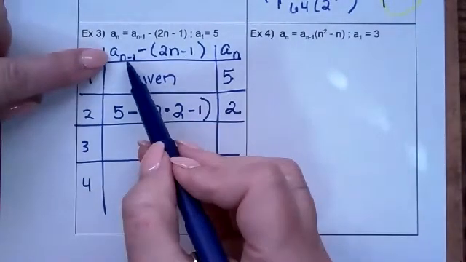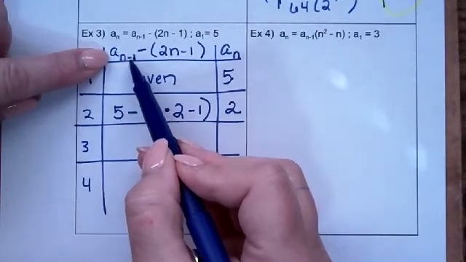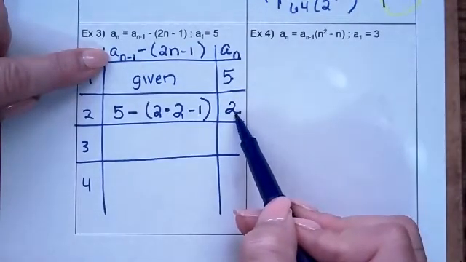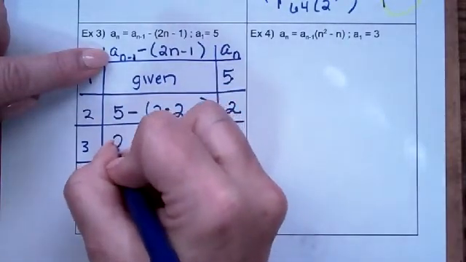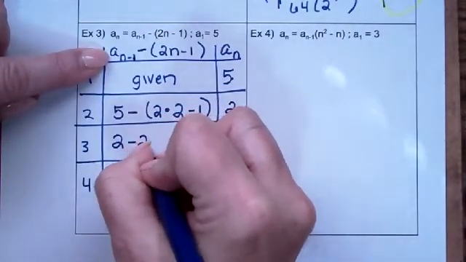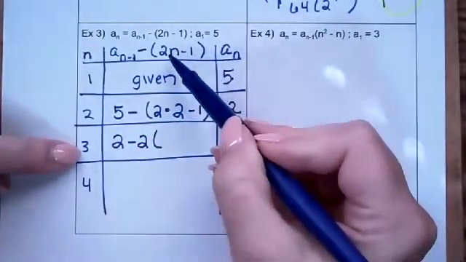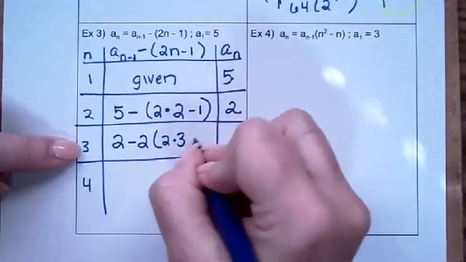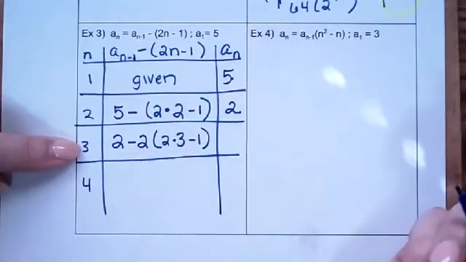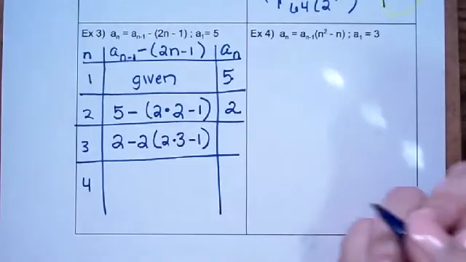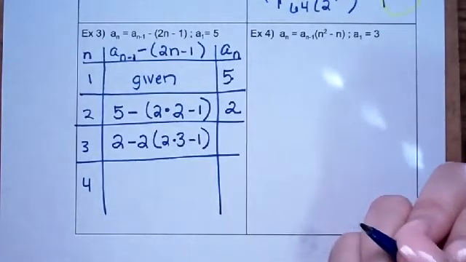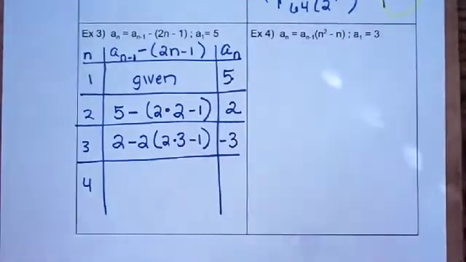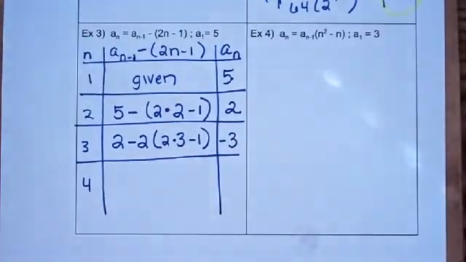Our next one up here says a sub n minus 1. That is our previous term, which is what? 2 minus 2 parentheses 2 times n, which is 3, minus 1. Now I can just chuck all of that into the calculator just the way I see it. And when I do, it's going to tell me -3. If I want to do it in my head, I can. Just be careful with your integer rules. Okay.